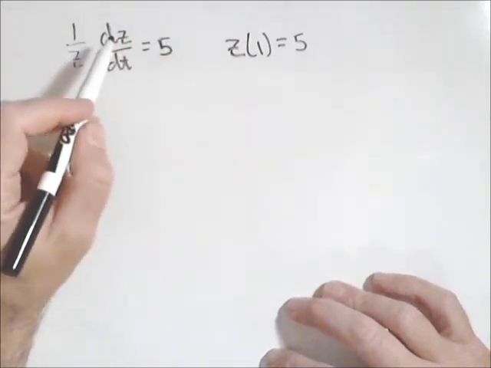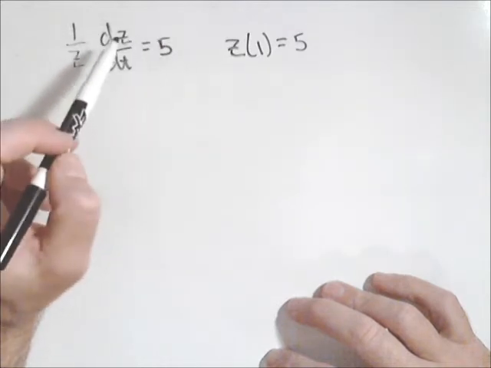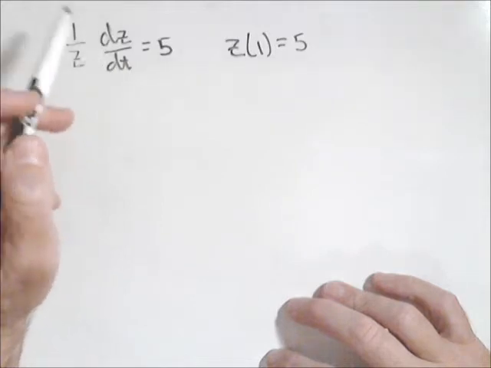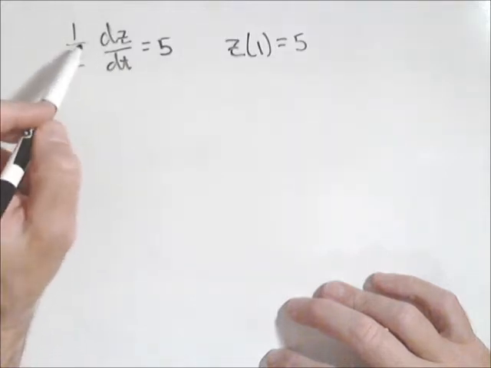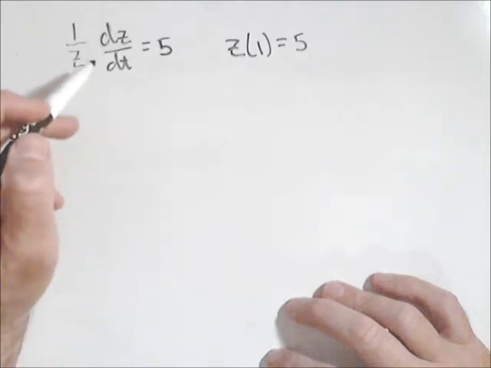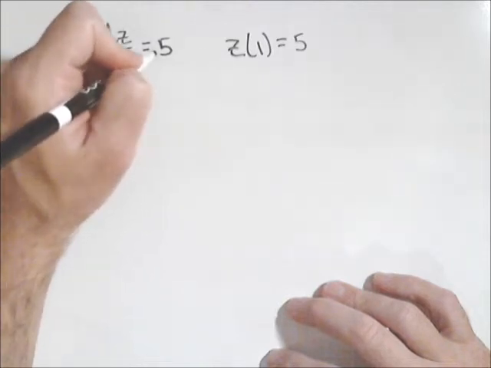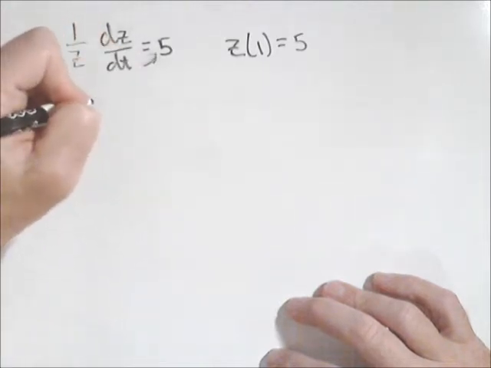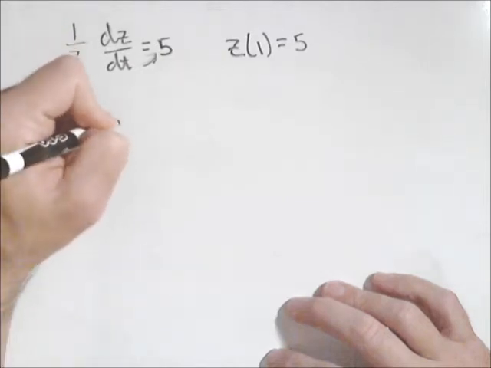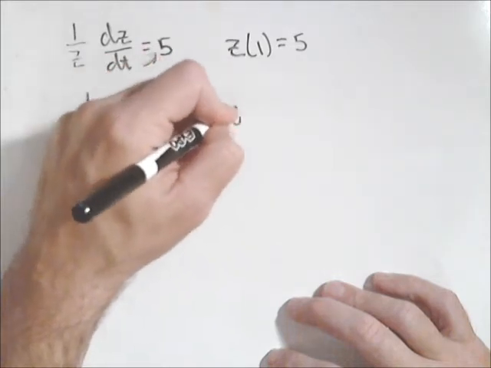is we need to get all the z's on one side and all the t's on the other, and we don't want dz to be in a denominator or dt. They have to be in a numerator. So that makes it pretty straightforward as to which one is going to go where. The dz is going to stay, which means this 1 over z is going to stay over here. And we're going to cross multiply the dt. So what we have is 1 over z dz equals 5 dt.